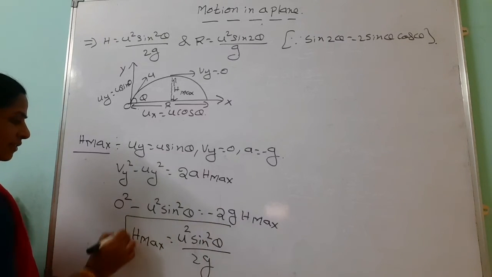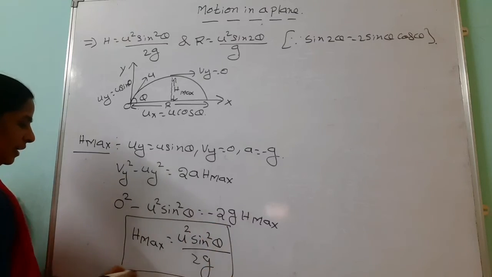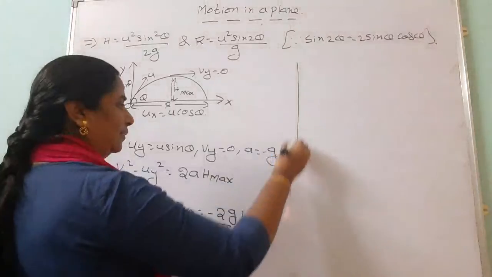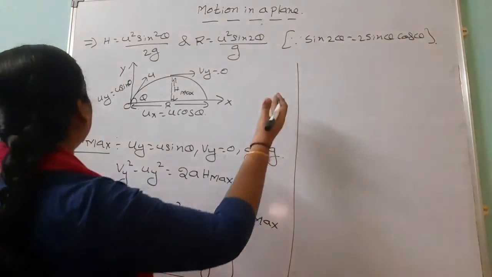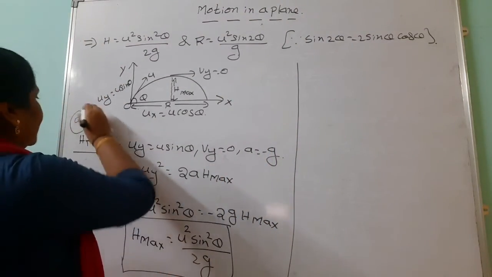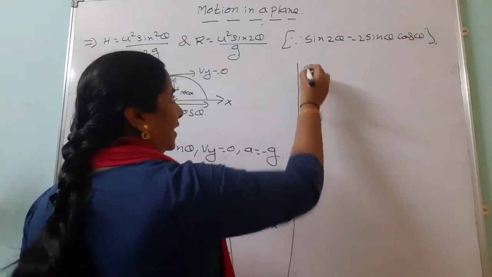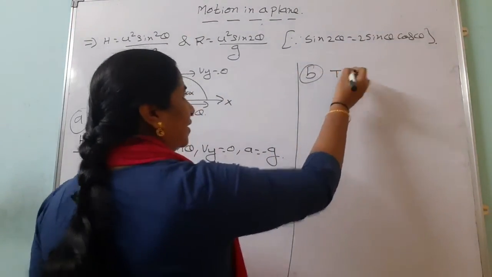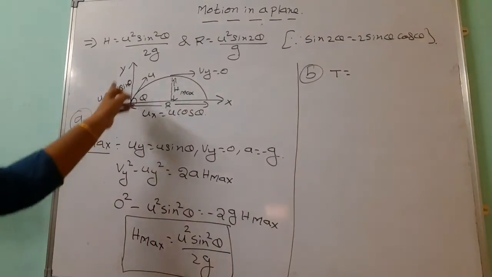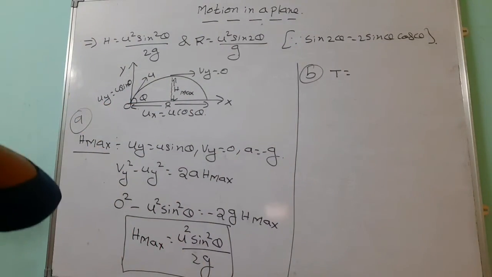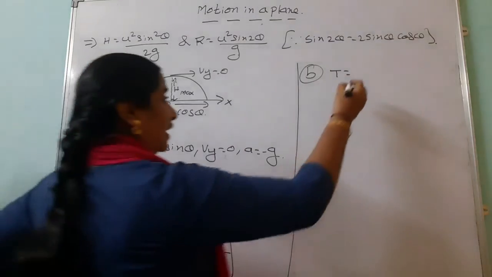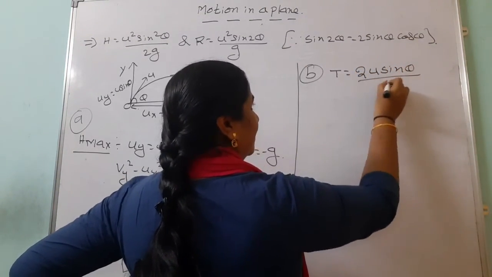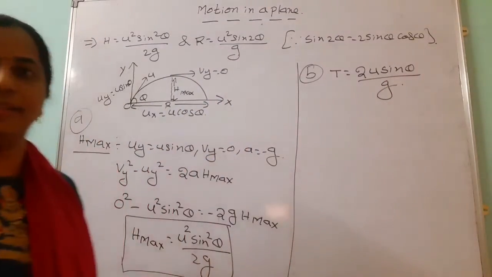This is the expression for maximum height when the body is projected at an angle other than 90 degrees, or simply projectile motion. That is case A. Next, we have to derive the expression for range. For this we should remember the total time of flight, the time taken by the projectile to stay in the air, which is 2u sin theta by g.